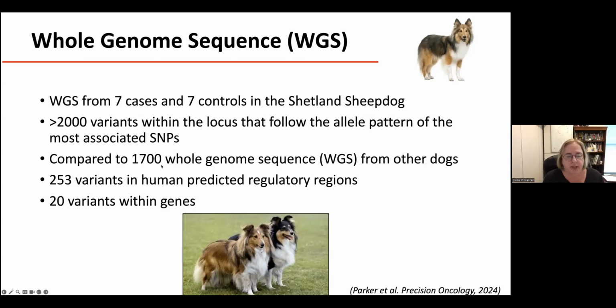Now, as you'll see from Dog 10K, we have thousands of other dogs whose genomes have been sequenced. So we looked at those 2,000 in 1,700 whole genome sequences from lots of other dogs of lots of other breeds. And that took us down to about 253 variants that were in predicted regulatory regions when we aligned the dog over the human genome sequence, as well as 20 variants that are within genes.